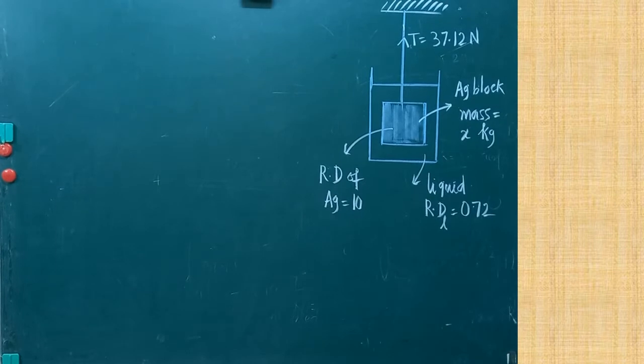Now we are going to solve the fourth problem in chapter 7, properties of matter. First I will explain the meaning of the problem. Here a block of silver is immersed within the liquid, and the mass of the silver block is not known. It is taken as x.